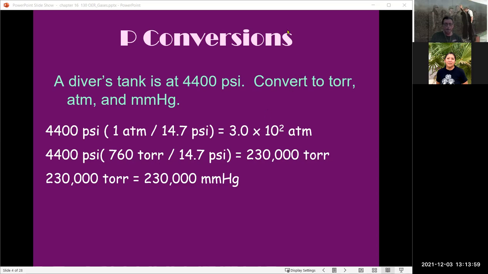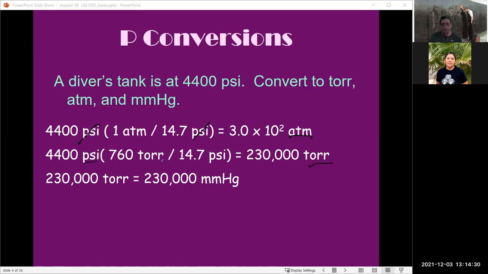We set it up like we've done in any other problem, in a manner such that our units cancel out. So we set up 1 atmosphere in the numerator for the first problem to get us into atmosphere. We start off with pounds per square inch, and PSI must be in the bottom. So we take 4,400 divided by 14.7, and we end up with 3.0 times 10 to the second atmospheres. Okay. We start off with PSI, and we need to get to torr.